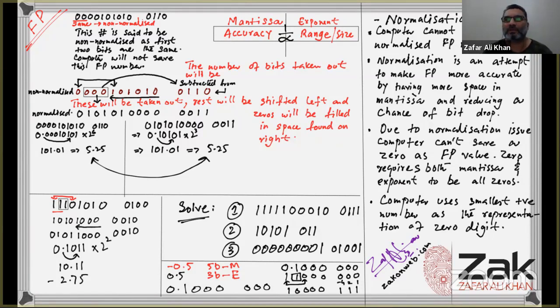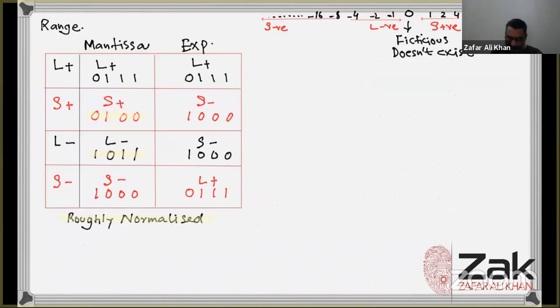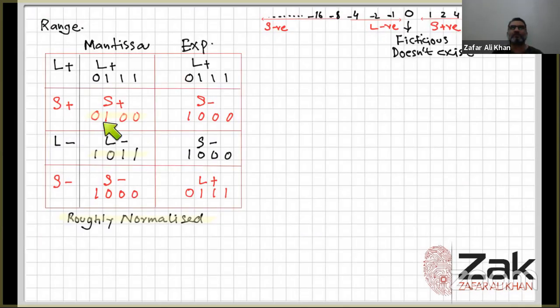0 cannot be saved. So how do we save 0? The computer uses the smallest positive number as the representation of 0. It is another reason we cannot use floating point for monetary values, because sometimes if someone's account is actually empty, someone has taken all the money out of their account in a bank, how do we represent it? By having some amount in it. That's not possible. So we use the smallest positive number.